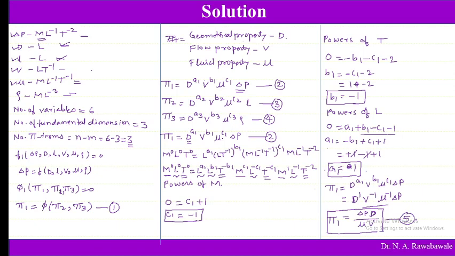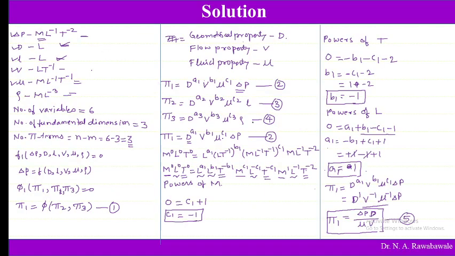Now coming to the pi2 term. So pi2 term is equal to d to the power of a2, v to the power of b2, mu to the power of c2, L. So this is equation number 3. Already we have used 2. Now we are going to use pi2 term: d, v, mu, L. So this is pi2 term.